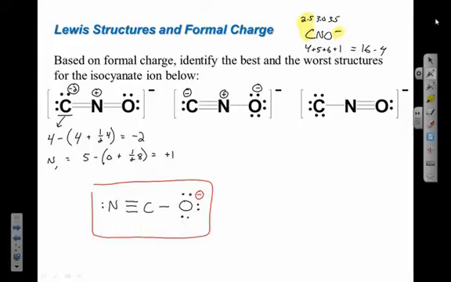And then the structure on the far right, just looking at this carbon, it's going to be 4 minus. Here we've got 6 assigned plus 1 more. That's a negative 3.